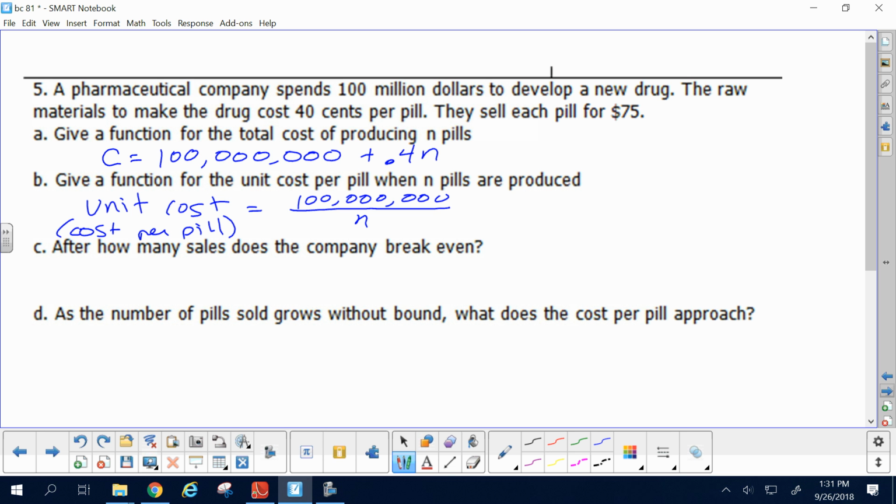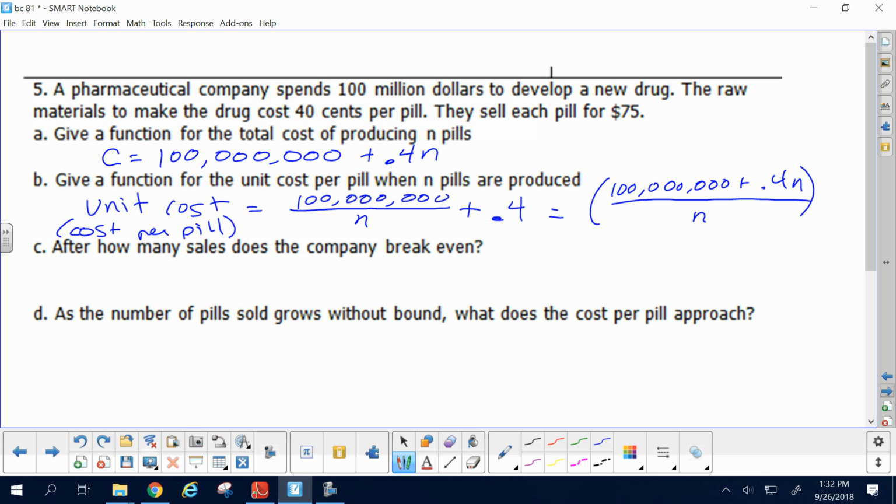On top of that, besides the share of the startup cost, you also have to pay per pill 40 cents. Okay. Now, another way to look at that is to say, all right, if that's the total cost, I could take that total cost and divide it by the number of pills. Those are the same. If I split the fraction over N, they come up to the same thing. You with me?